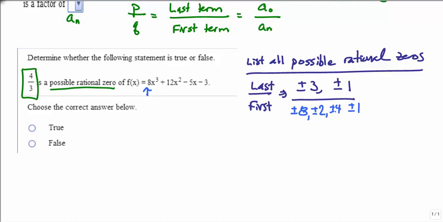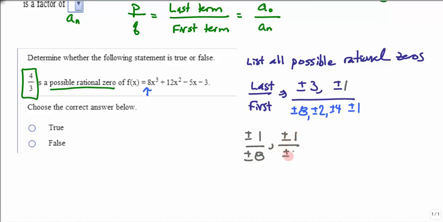Now, list all possible rational zeros means to actually list out all of these possible ratios. So I'd have plus or minus 3. I think I'll start with the 1 first, just to stay in order, from smallest to largest. So plus or minus 1 over plus or minus 8, plus or minus 1 over plus or minus 2, and that's coming from here, plus or minus 1 over plus or minus 4, and plus or minus 1 over plus or minus 1. Okay, so there's a partial list.